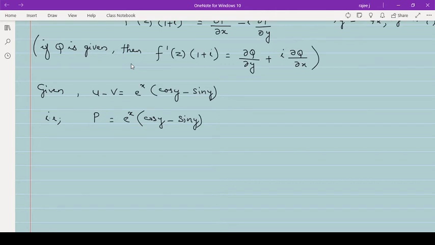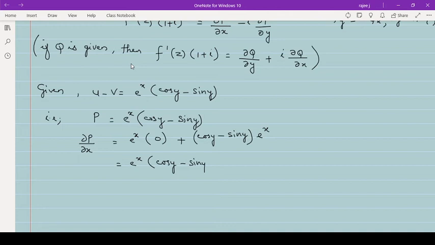So just find ∂p/∂x. ∂p/∂x means the derivative of this with respect to x. So it is e^x into the first into the derivative of the second. The derivative of this becomes 0, minus, plus the second function cos y into cos y, minus sin y, the second function, into the derivative of e^x, which is e^x only. So this term is completely 0. So ∂p/∂x is equal to e^x (cos y − sin y).